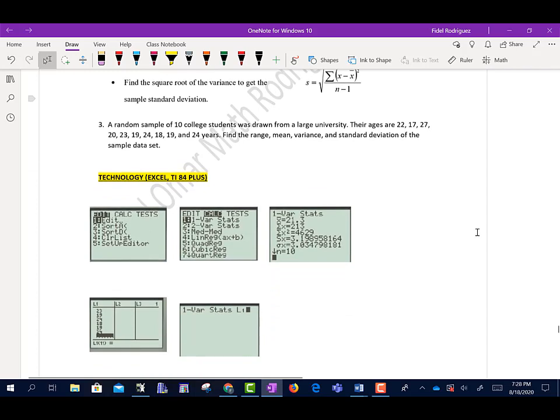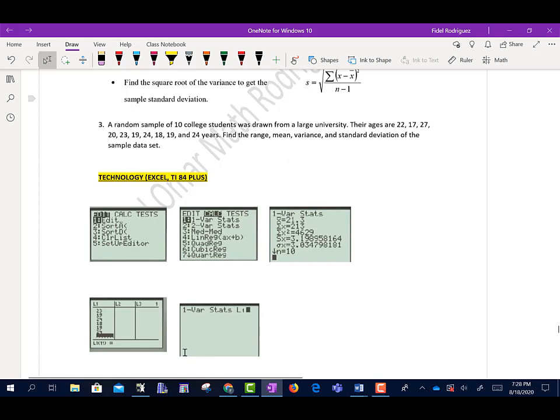It says a sample of 10 college students was drawn from a large university. Their ages are 22, 17, 27, 20, 23, 19, 24, 18, 19, and 24 years. Find the range, the mean, the variance, and the standard deviation of the sample data set.